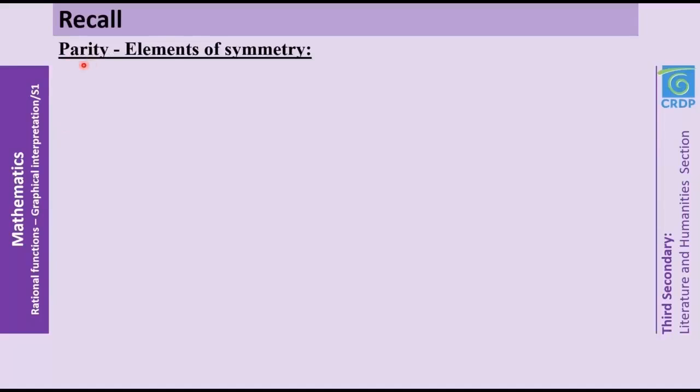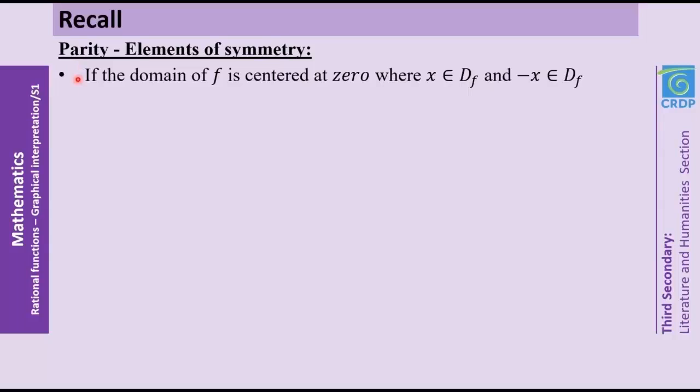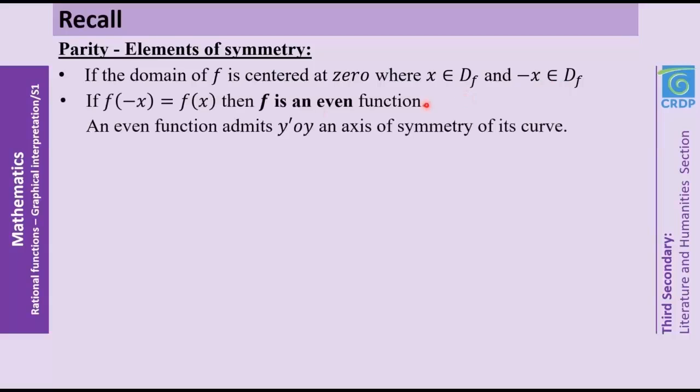When we talk about the parity of a function, we're mainly dividing it into categories: even, odd, or neither even nor odd. The following applies if the domain of f is centered at 0, where x and minus x both belong to the domain of definition of f. If f of minus x equals f of x, then f is an even function. An even function admits y prime oy as an axis of symmetry of its curve.